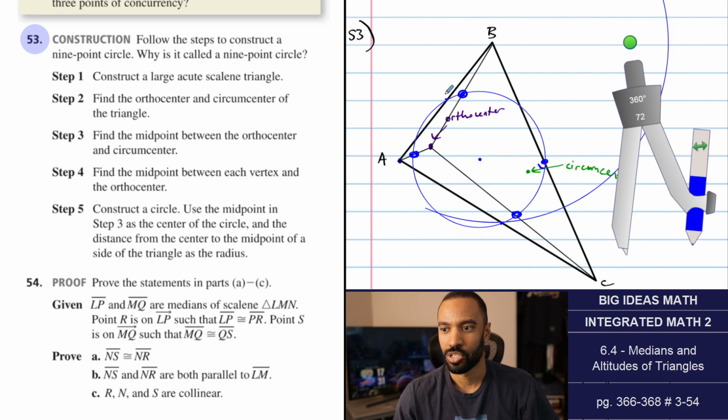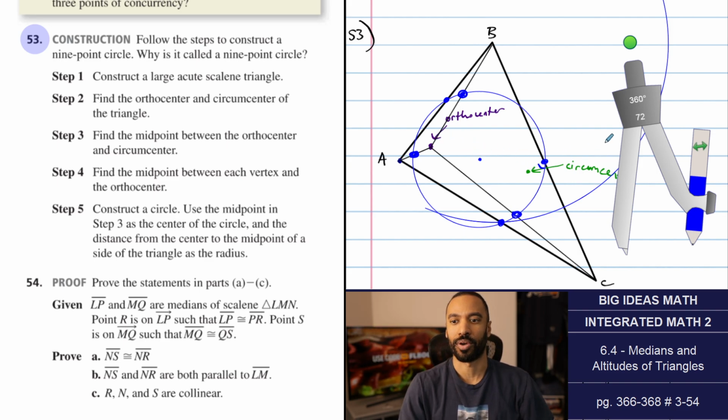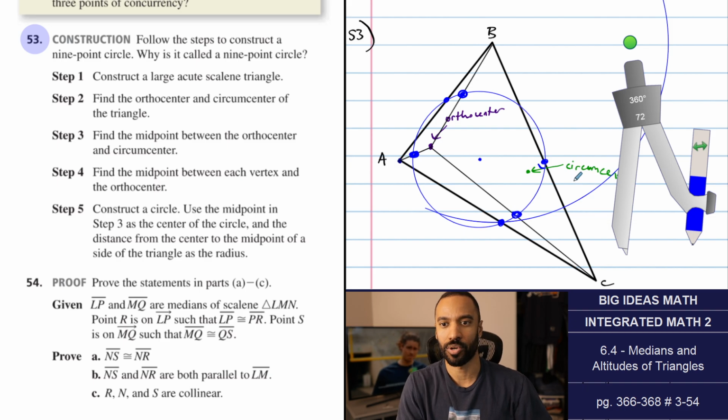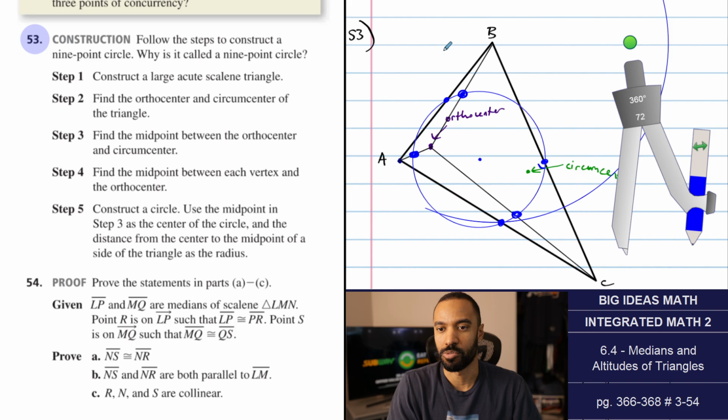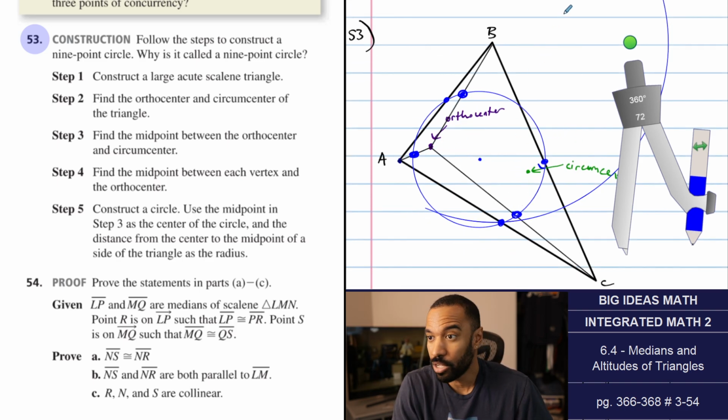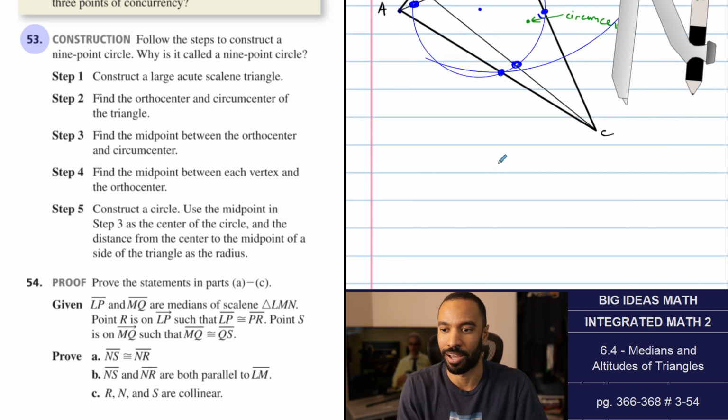1, 2, 3, 4, 5. Wait, where did I start? 1, 2, 3, 4, 5, 6, 7, 8, 9. Okay, that's the 9-point circle. Not all the points are on the circle. Only 6 of them are. The 6 midpoints of the things, and then the other 3 that are made to draw that. Pretty cool, I guess. My things aren't really to scale, but it works out.